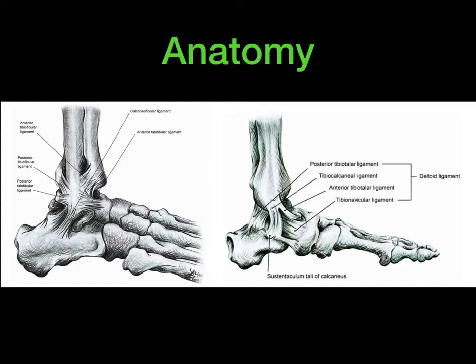So ankle is surrounded by ligaments on different sides. On the outer side, there are three key ligaments that provide stability. Number one is the anterior talofibular ligament. Number two is the calcaneofibular ligament. And then number three is the posterior talofibular ligament. On the medial side, we have got posterior tibiotalar ligament, tibiocalcaneal ligament, anterior tibiotalar ligament, and tibionavicular ligament. Together, they are called as deltoid ligament.